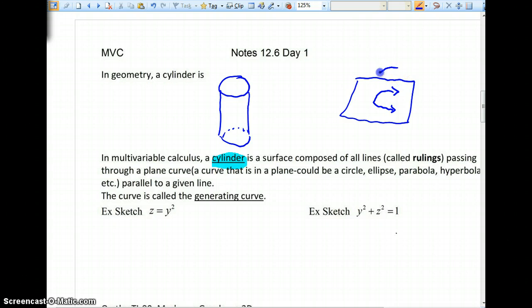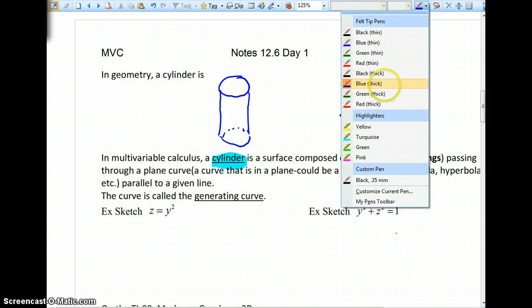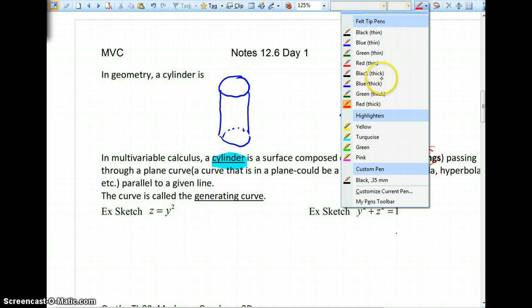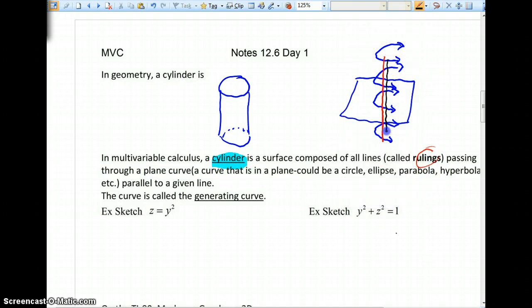What we're seeing is we would want to have other parabolas like so. And what we'd see is that if we'd connect them all with straight lines, these are the rulings. A ruling passing through a plane curve would be parallel to a given line. Maybe this red line is the given line. If we drew every possible line parallel to that line, well, my goodness, you could see what would happen. All of a sudden, you'd get this definite surface.